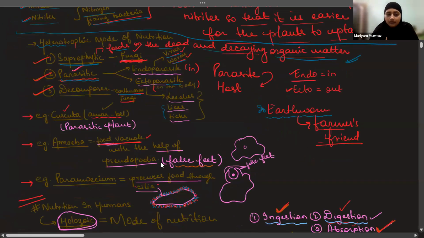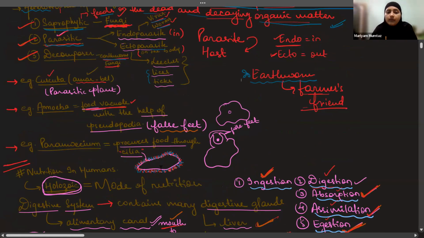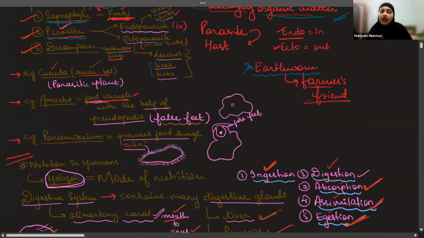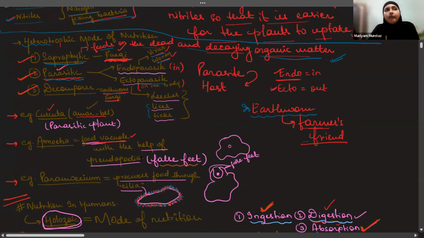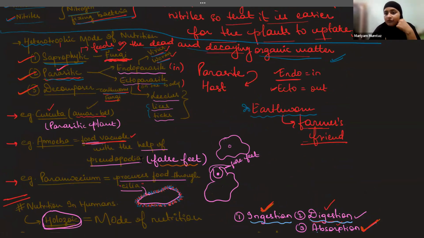Any concept doubt till now? Okay. Now see, I have told you that all plants are autotrophic. They make their own food. But then again, there are some exceptions. There are some parasitic plants also, such as cuscuta, commonly known as amarbel. It is a parasitic plant. It does not make its own food. It is present as a parasite on another plant.